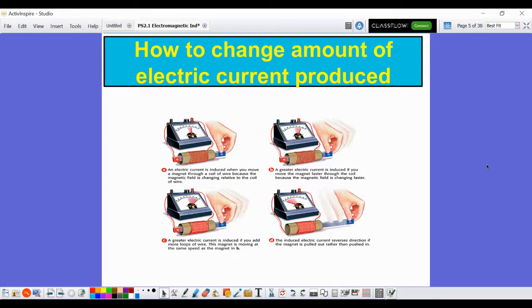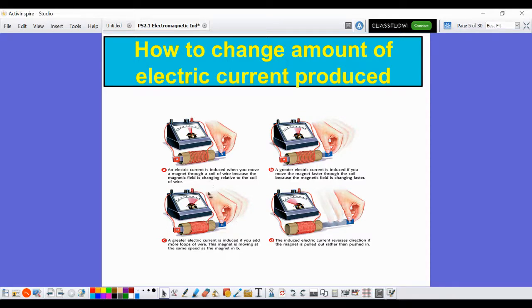Now, how can we change the amount of electrical current? We looked at different ways that we could change the amount of magnetic field that was produced, depending on the size of the batteries, depending on how many coils we had. There were a couple other variables, and variables just means things that we can change to make it more or less. The same thing happens when we look at these pictures. So we're going to look at picture A right here first, okay? This is the same picture you have on your paper and your notes. It says an electrical current is induced, produced, generated, created, whichever word you feel more comfortable with. You just have to be familiar with all of them.